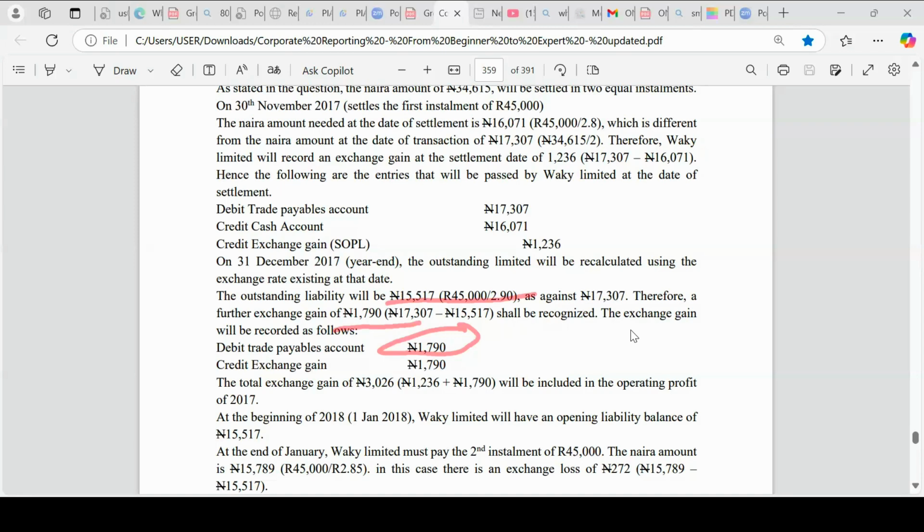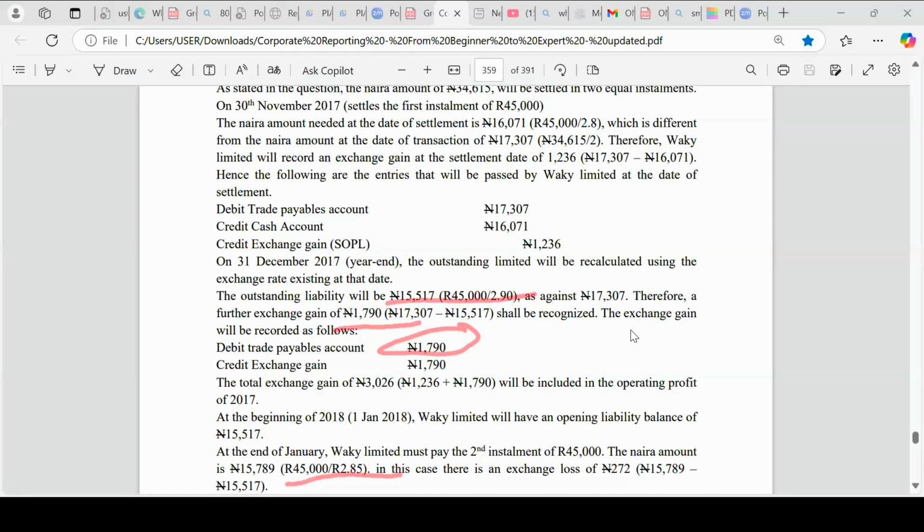All right. Now, when the payment is eventually made, January 1st, that balance payment, you do it with the exchange rate of that day as well. I think it was 2.85. And then an exchange loss was made because between 2.9 and 2.85, it definitely means that the currency rand had gained over naira. So that's it basically.